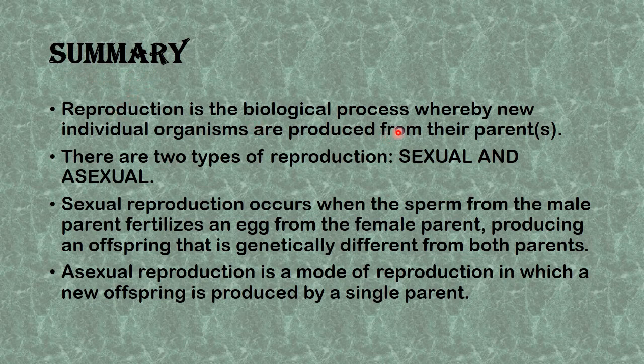Reproduction is a biological process whereby new individual organisms are produced from their parents. There are two types of reproduction: sexual and asexual. Sexual reproduction occurs when the sperm from the male parent fertilizes an egg from the female parent, producing an offspring that is genetically different from both parents. Asexual reproduction is a mode of reproduction in which a new offspring is produced by a single parent.